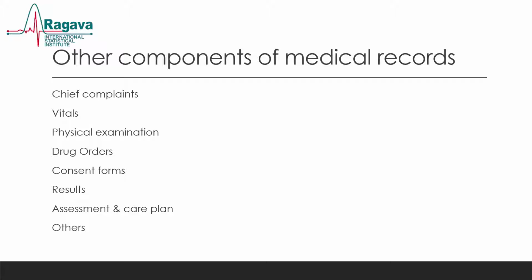There are other important components of medical records apart from the things that I have listed in the previous slide. Basically, the chief complaint, in case the patient has come for a recent visit to the hospital, will include details with regards to what are the chief complaints for which the patient has visited your hospital for treatment. And of course, the physical examination and the vital parameters are components of a medical record. Apart from that, the drug orders, the consent forms, the laboratory and the imaging investigation results, the assessment and the care plan are important aspects that are looked into as components of a medical record.